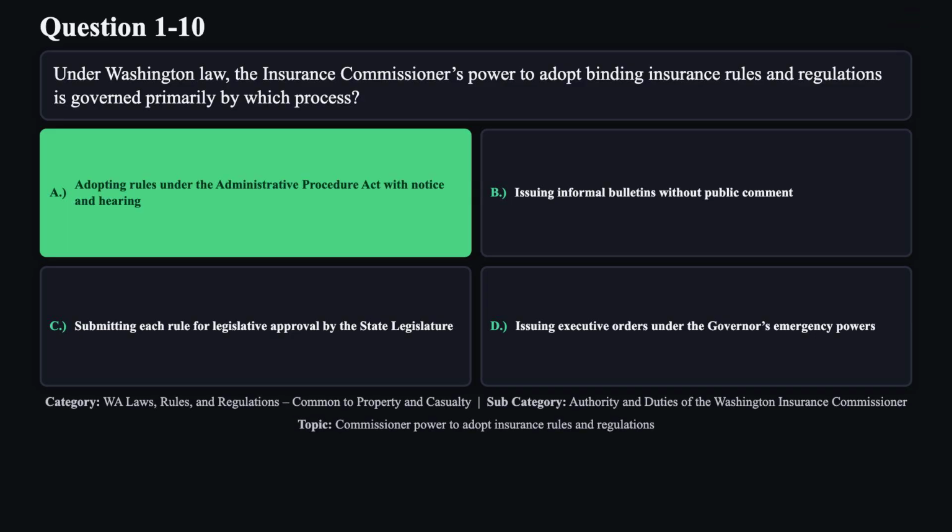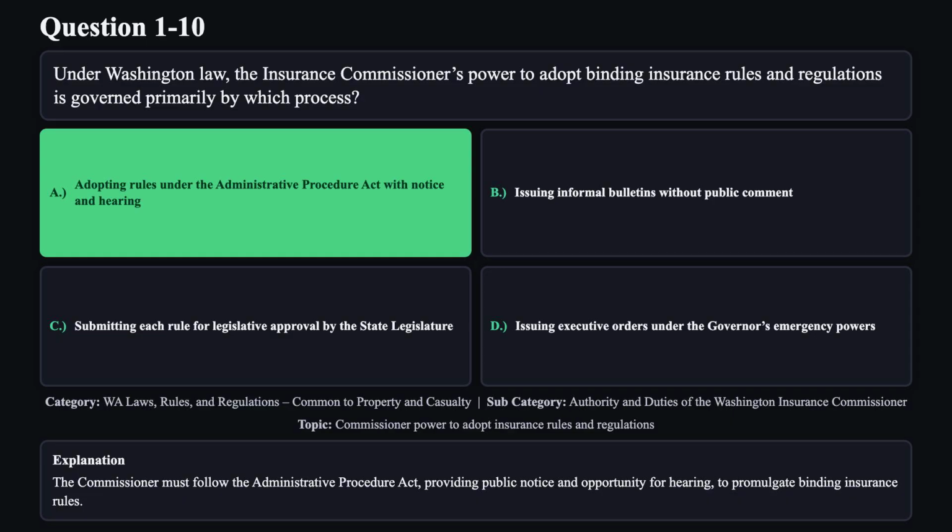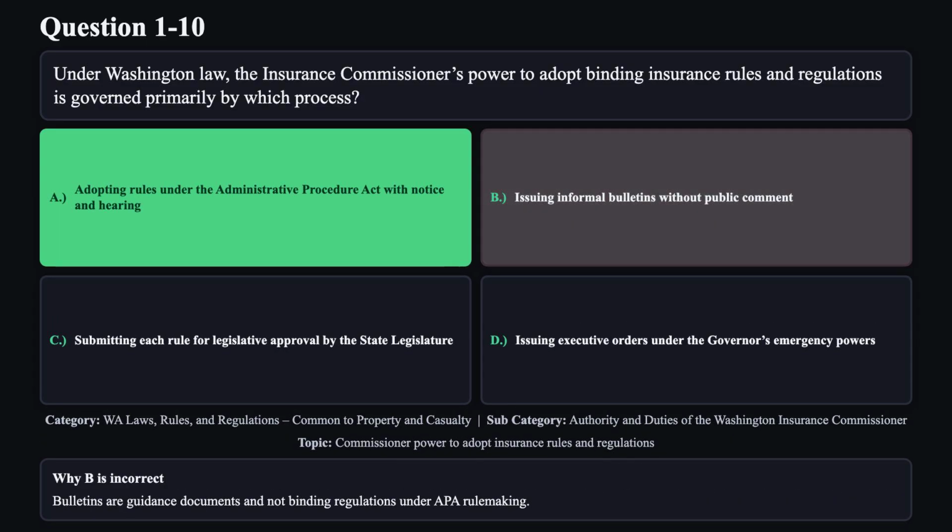The correct answer is A. The commissioner must follow the Administrative Procedure Act, providing public notice and opportunity for hearing, to promulgate binding insurance rules. Reason B is not correct. Bulletins are guidance documents and not binding regulations under APA rulemaking.